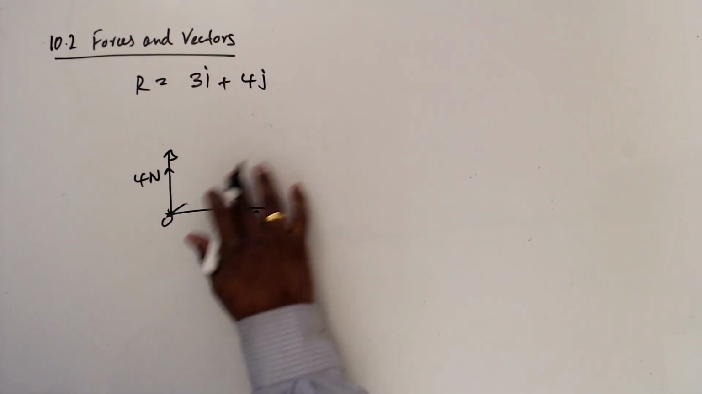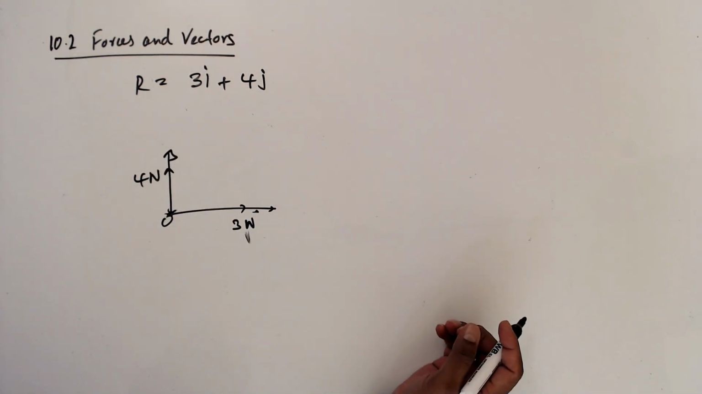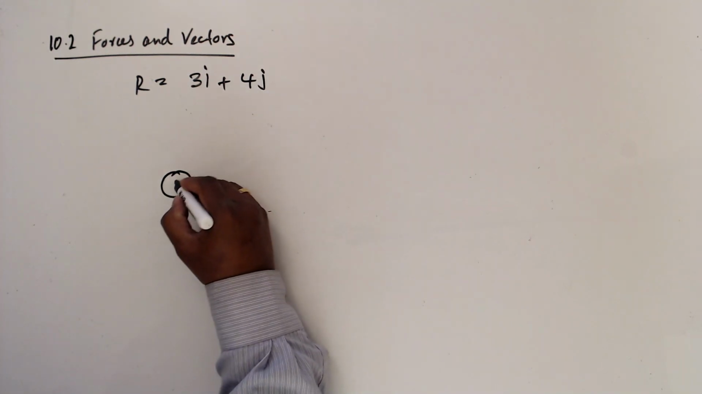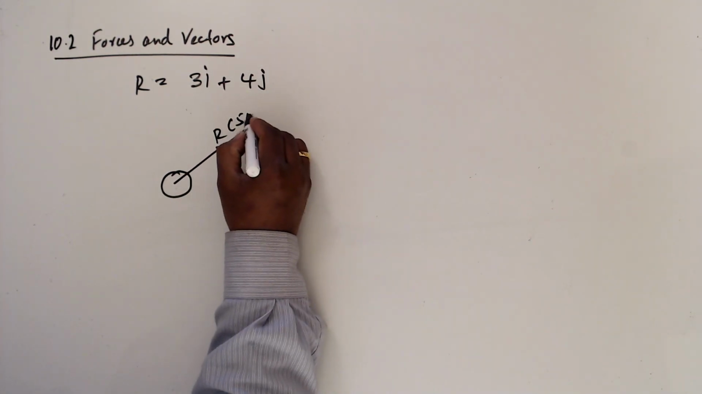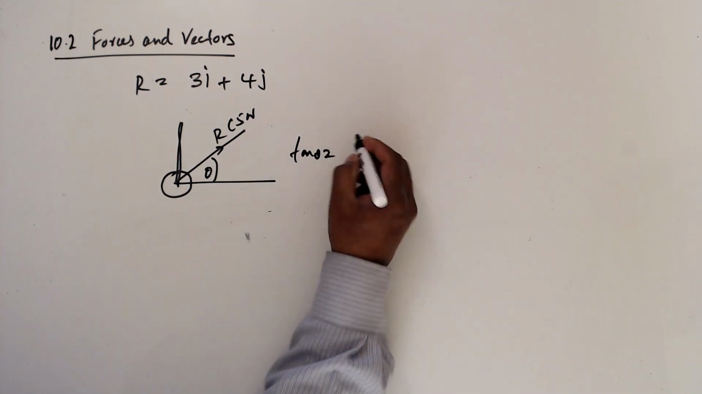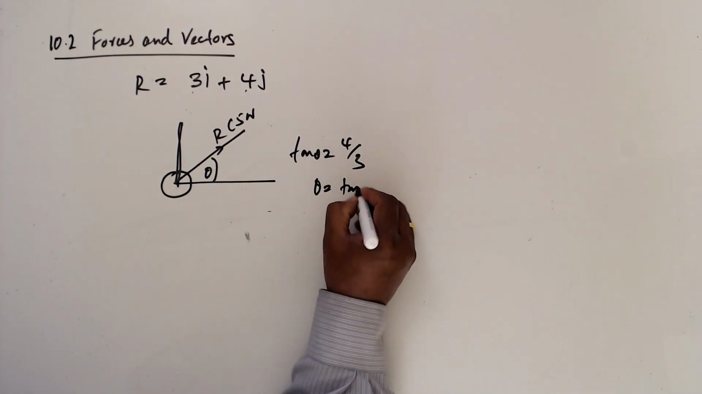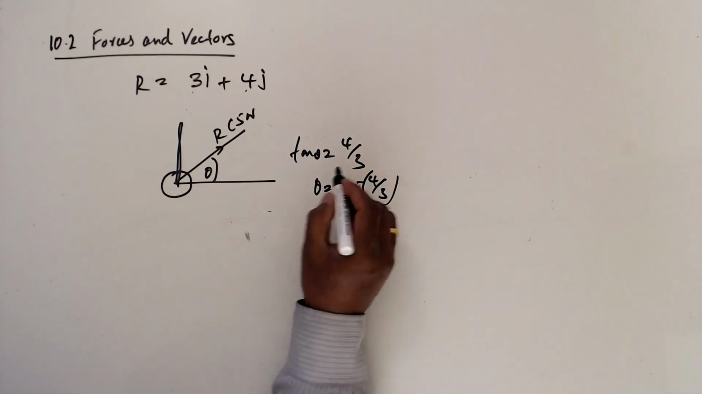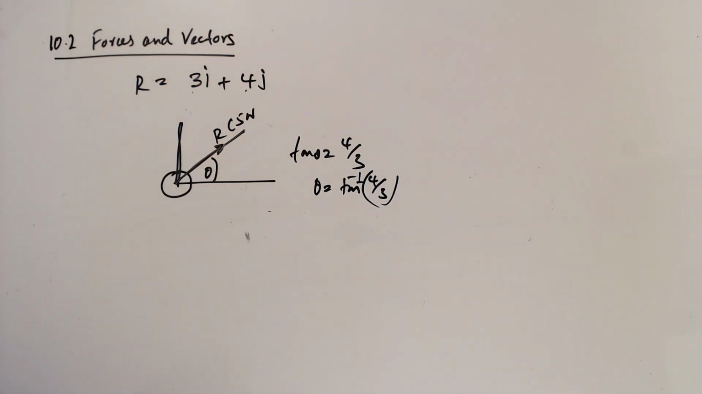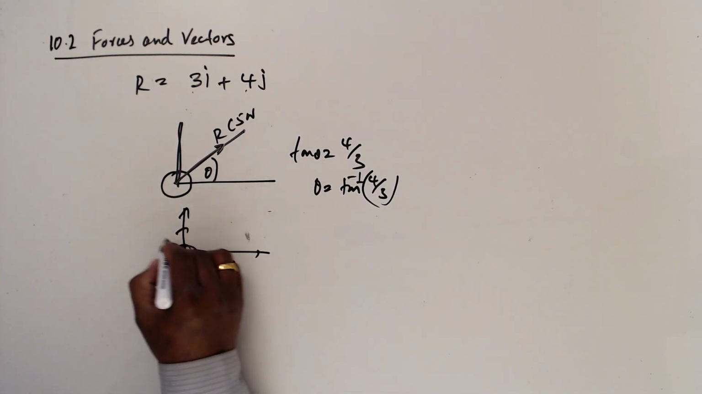For easy calculation, we break R into horizontal and vertical. What is the real force? If you draw a particle, this is R, 5 Newton, at angle theta. So tan theta equals 4 by 3, y divided by x. Theta equals tan inverse 4 divided by 3. This is the direction of R. But for easy calculation, we break it into two pieces, 3i and 4j.